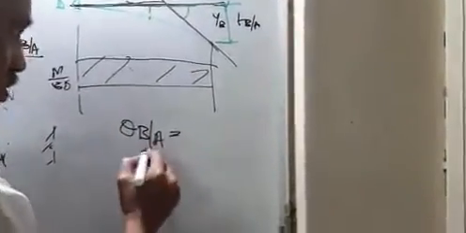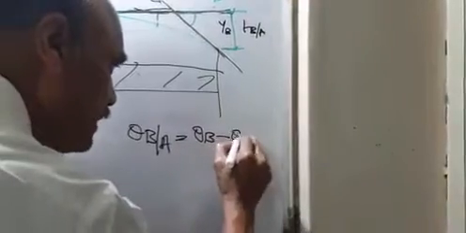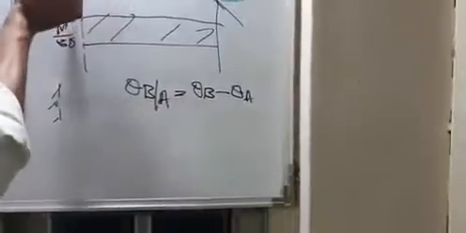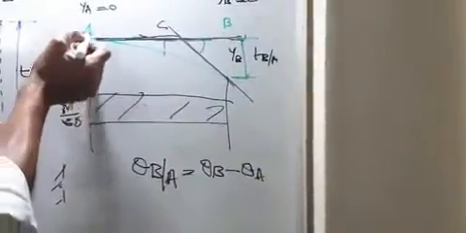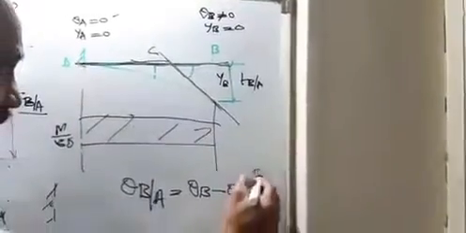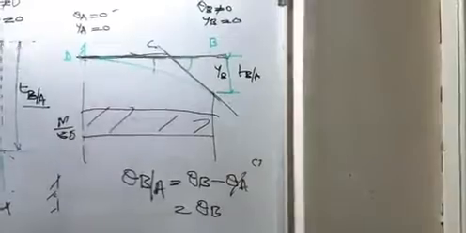What is the change in slope between 2 points? That is nothing but theta B minus theta A. But what is theta A here? Theta A is the slope at the fixed end. Slope at the fixed end will always be 0. So if you put this as 0, this directly gives you the slope at B.